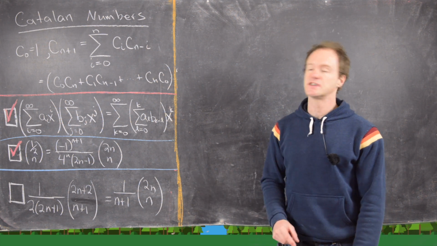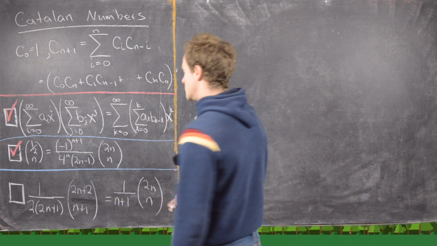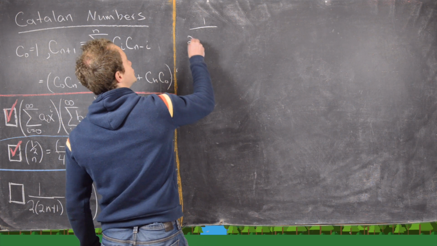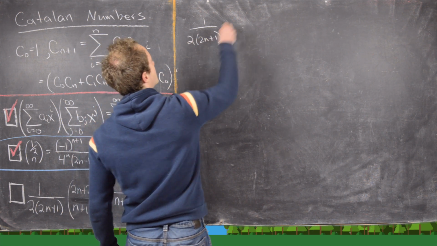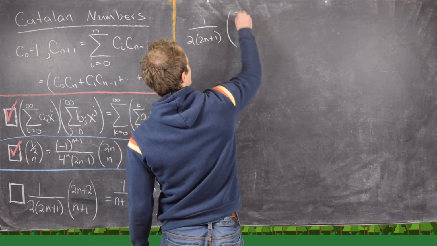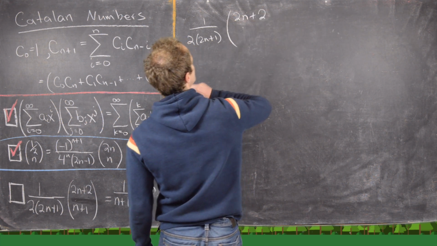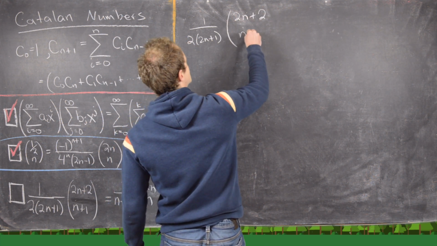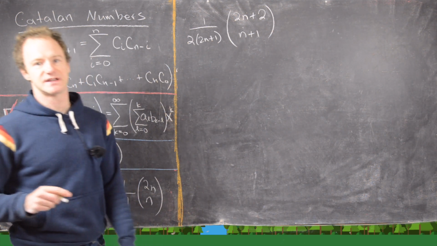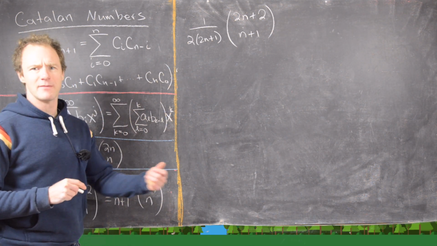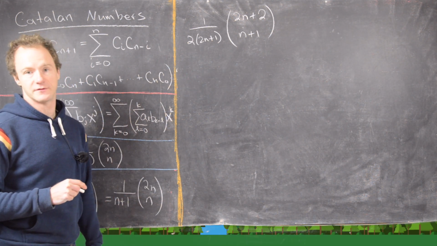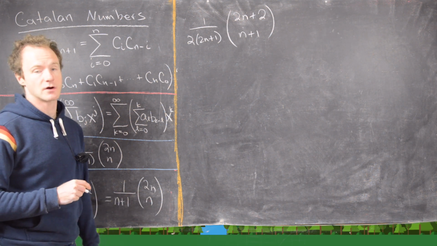So I'll also do this just by direct calculation. Notice I have 1 over 2 times 2n plus 1, and then we want to multiply that by the binomial coefficient 2n plus 2 choose n plus 1. So that's one of these central binomial coefficients. I may make a video about just the central binomial coefficients later. They have some nice properties on their own.